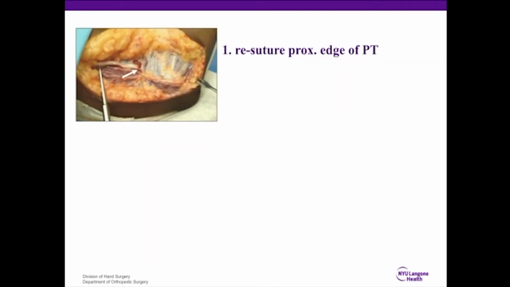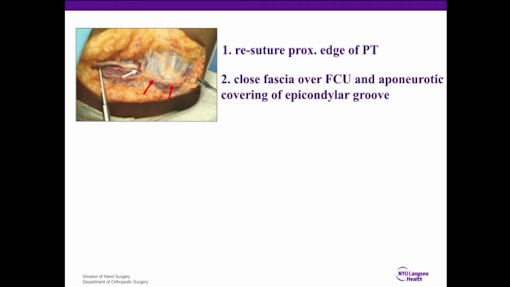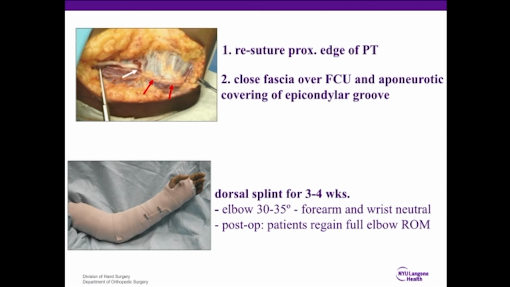I always will resuture the proximal edge of the pronator teres, and that's why I'll usually retain a little part of the distal part of the medial intermuscular septum, and I resuture the proximal edge there. And I'll then close the fibroaponeurotic covering over the epicondylar groove, which further protects the knots of the sutures, which are never palpable. And then the patient is put in a dorsal splint with the elbow in about 30 to 35 degrees of flexion, the forearm and wrist in neutral, and the splint is used for 3 to 4 weeks.